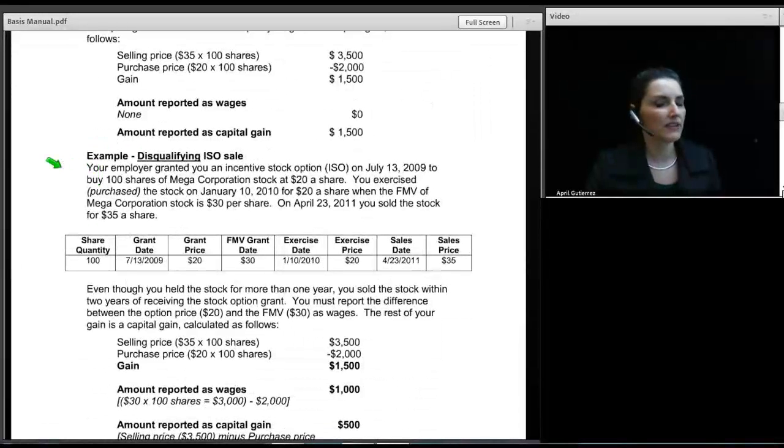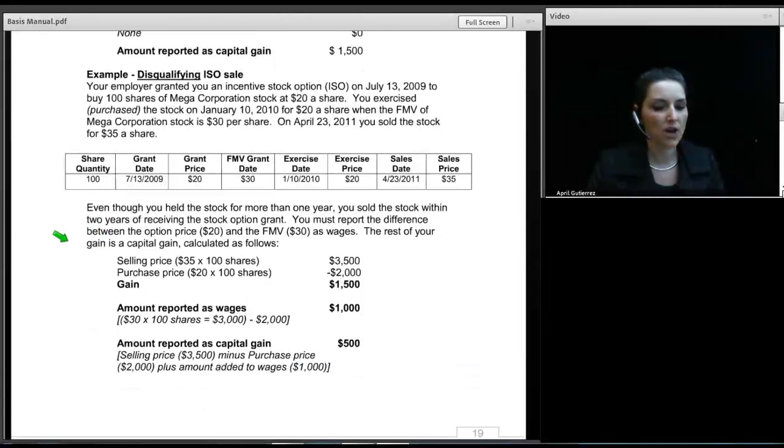Now here's an example of a disqualifying ISO sale. Your employer granted you an incentive stock option on July 13, 2009 to buy 100 shares of Mega Corporation stock at $20 a share. You exercised the stock on January 10, 2010 for $20 a share when the fair market value is $30 a share, and then on April 23 you sell at $35 a share. Well, all of the facts in this example are the same except the final fact right here, which is it sells too early. Now when we sell is more than a year after the exercise date, but it is not more than 2 years after the grant date. So my employer has to track this information and do something with it.